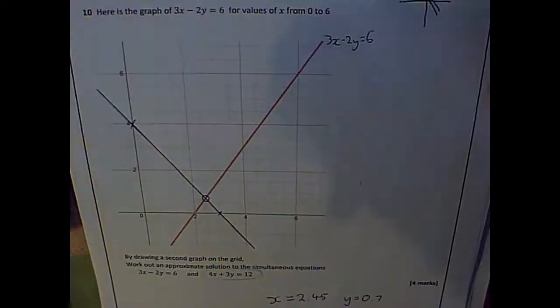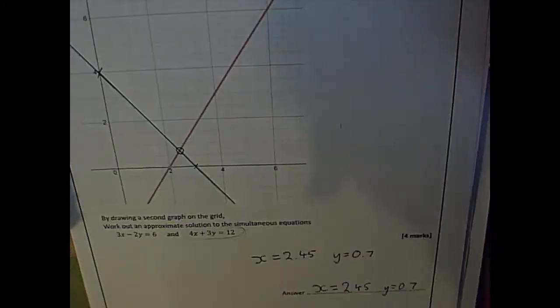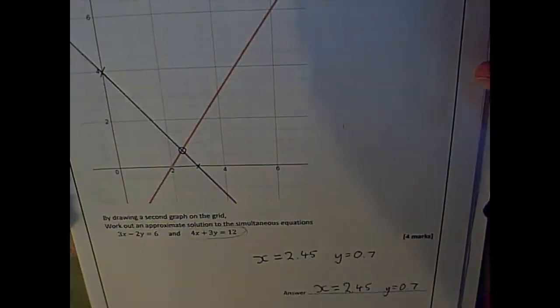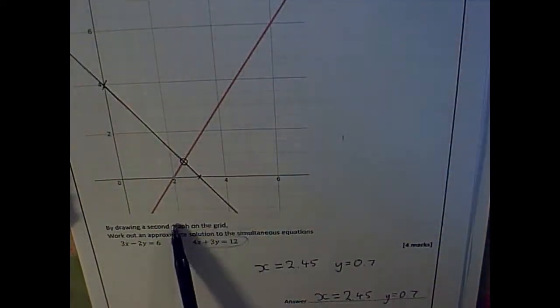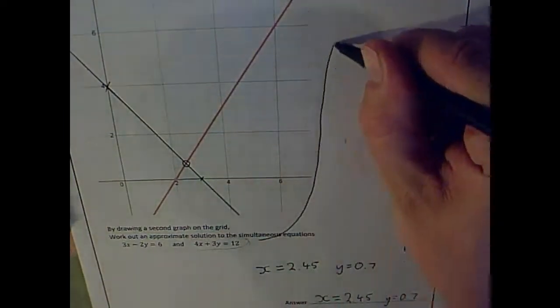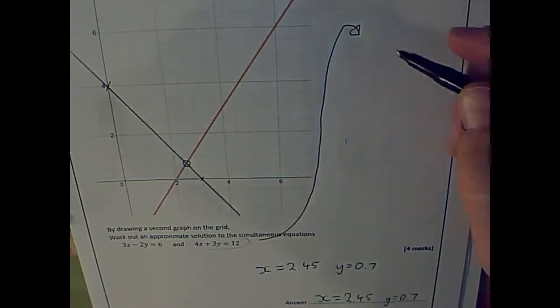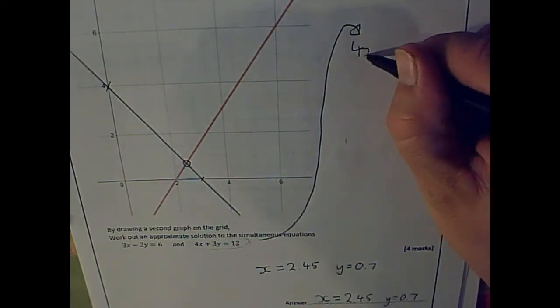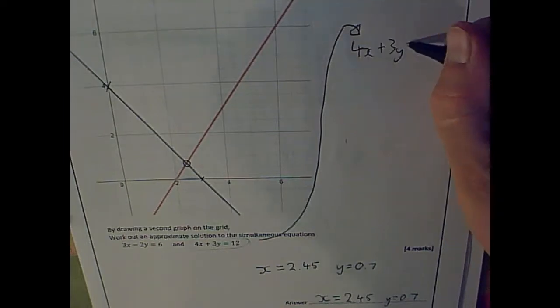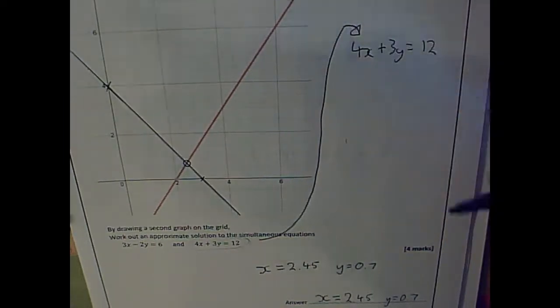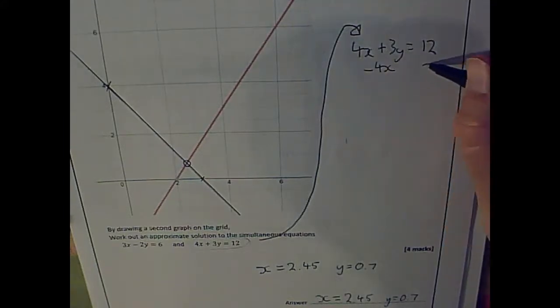So that's how to do that using the cover-up method, which is quite straightforward and gives you 4 marks. If you were unsure about the cover-up method, I could always take this and turn it into y equals mx plus c and work with it like that. So what I would do is rewrite this out: 4x plus 3y equals 12. I want it in the y equals mx plus c format, so I'm going to take away 4x from both sides.